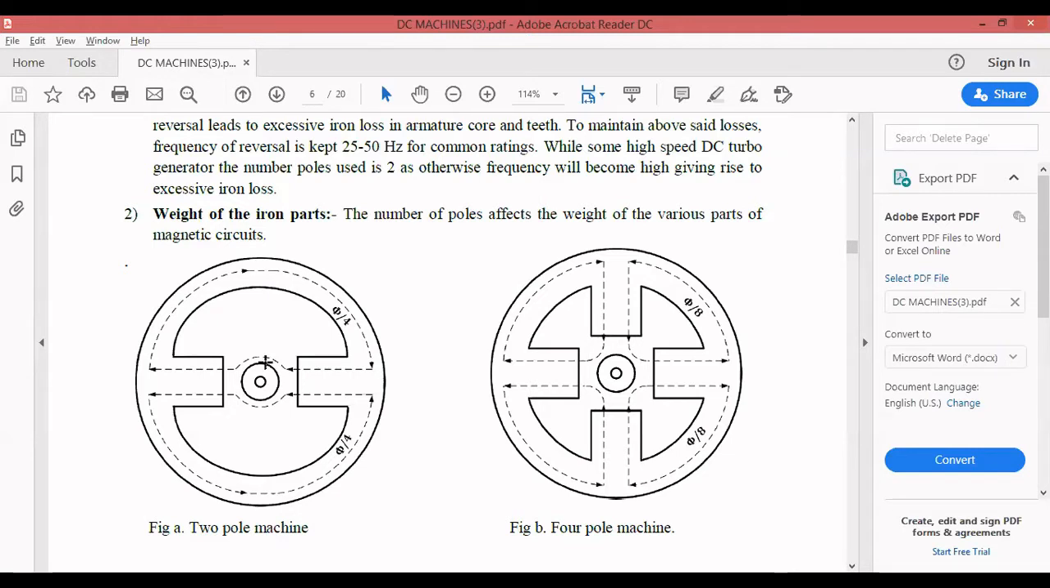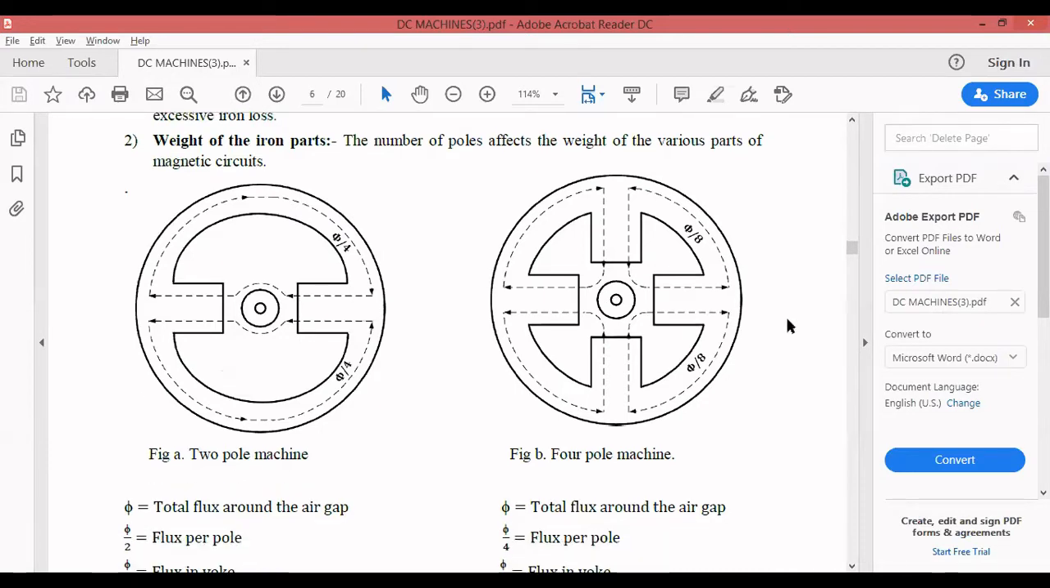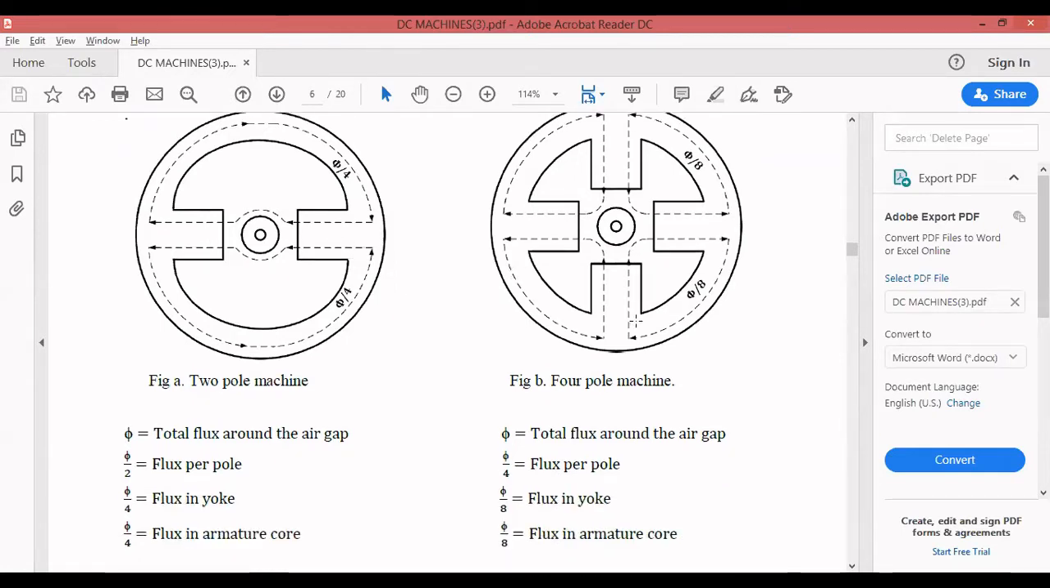The number of poles affects the weight of the various parts of the magnetic circuit. How the number of poles affects the weight of the various parts, we will see one by one in detail. Now, here I have two machines. This is a two-pole machine, and here we have a four-pole machine: 1, 2, 3, 4, so four poles. Here you have two poles. A two-pole machine and a four-pole machine. Let us consider.